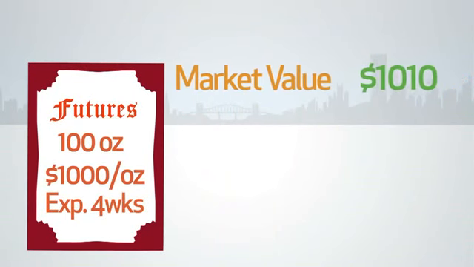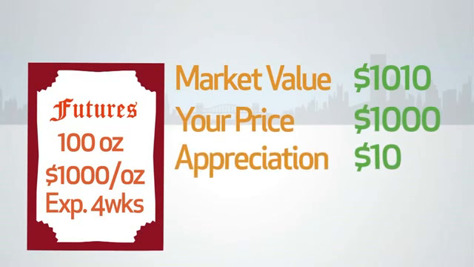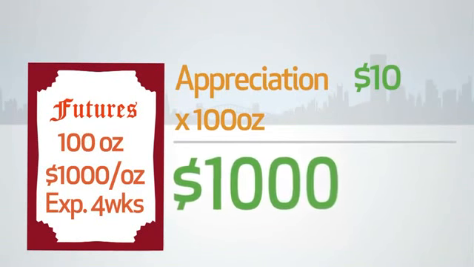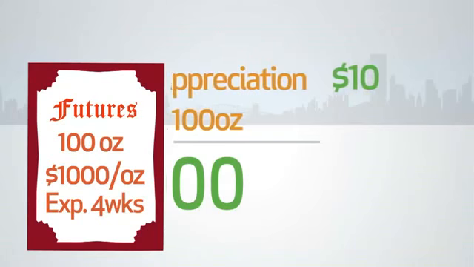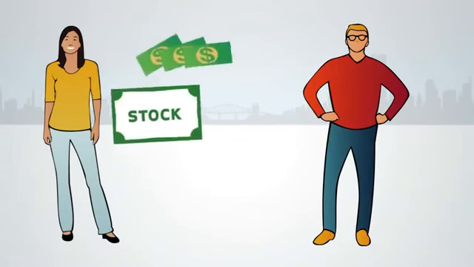As we mentioned earlier, the contract specified that you will purchase 100 ounces of gold at $1,000 an ounce. Each ounce is currently valued at $1,010. Your contract allows you to purchase an ounce for $1,000 and is for 100 ounces. As a result, your investment would be worth around $1,000.